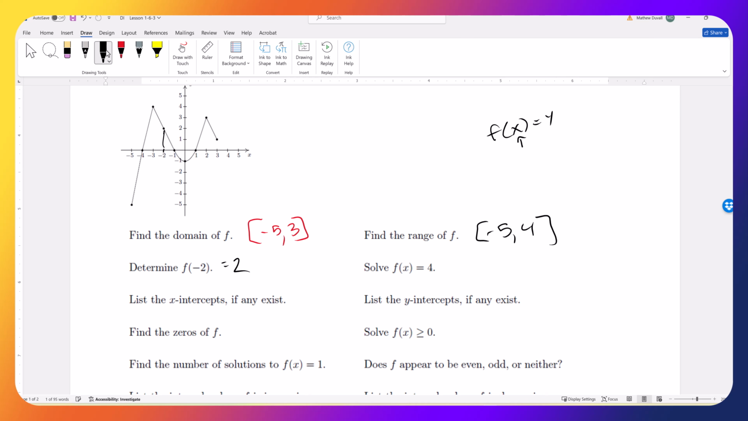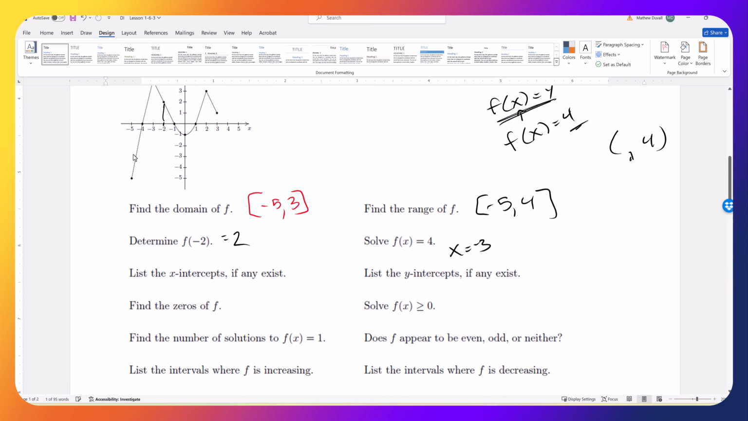Now it says solve f of x equals 4. So remember, if we're looking at this statement here, f of x equals y, well, what changed? The 4 did. So this is f of x equals 4. So it's saying if I know my y is 4, what's my x value? So I need to go to where my y is 4, and that's going to be -3.